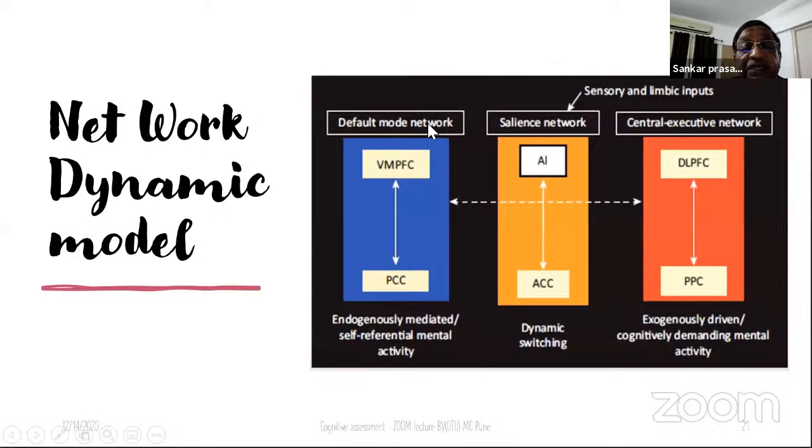The default mode network is the ventromedial prefrontal cortex and posterior cingulate cortex, and endogenously mediated self-referential mental activity is happening here. The salience network is the anterior insula and anterior cingulate cortex. This is a dynamic switching, that is, sensory and limbic inputs are entering this, and switching means you have to shift from one task to another task. And the third one is the central executive network. It is the dorsolateral prefrontal cortex to posterior, and this is the cingulate gyrus, exogenously driven, cognitively demanding mental activity. So dysfunction of these networks will give rise to cognitive dysfunction or dementia.